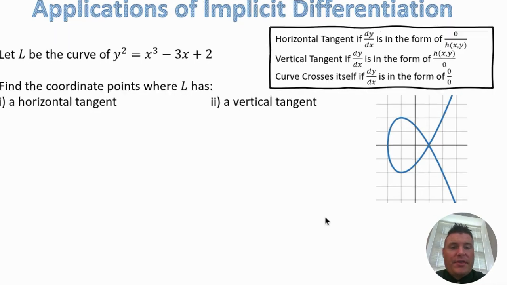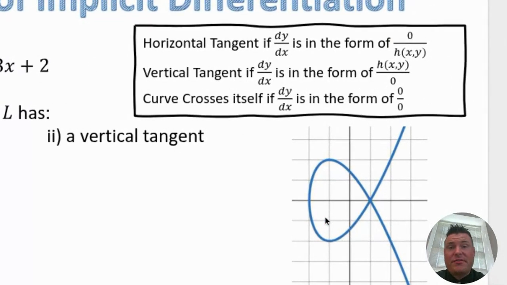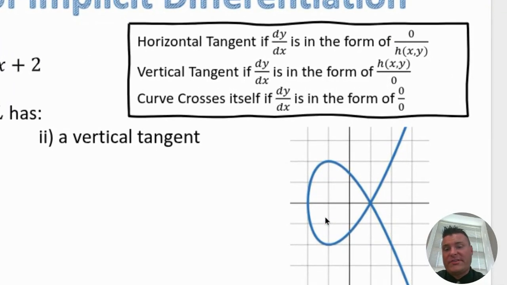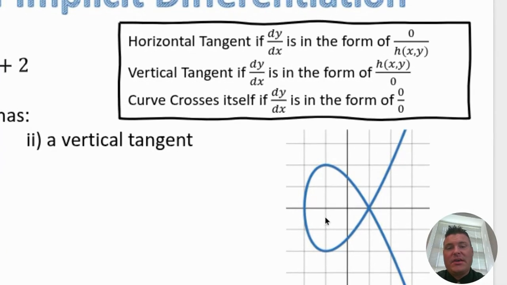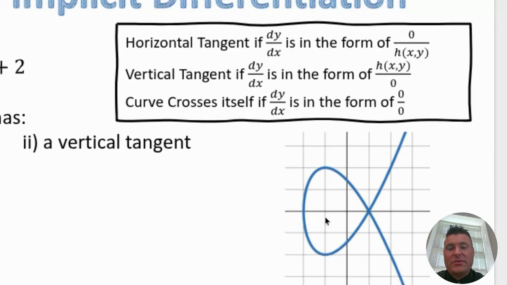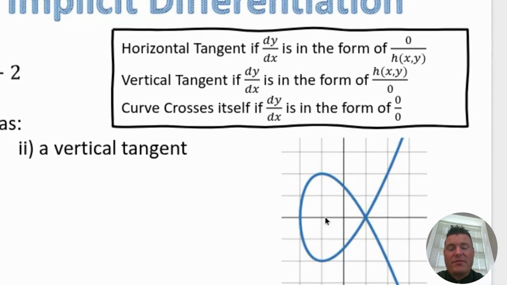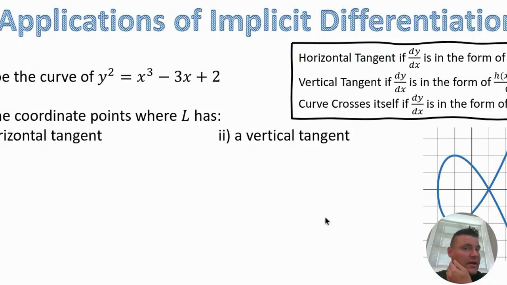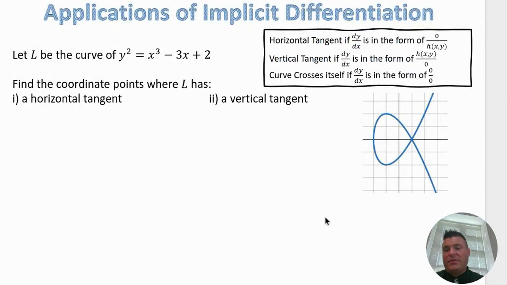A couple important things for this video are identifying key characteristics of implicit differentiation. We'll be asked for horizontal tangent and vertical tangent. It's important to know that for a horizontal tangent, if dy/dx is equal to 0, we have a horizontal tangent. If dy/dx is undefined, or in the form of h(x,y) over 0, we're going to have a vertical tangent. Otherwise, if we have a 0 in the numerator and the denominator, the curve will cross itself. So let's start with this problem right here.